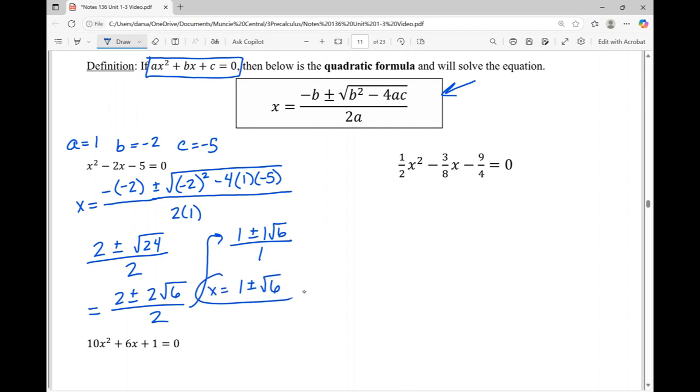So we have two answers here that we would put into MyOpenMath. It'll be 1 plus the square root of 6 and 1 minus the square root of 6. And we would type it like that into MyOpenMath.